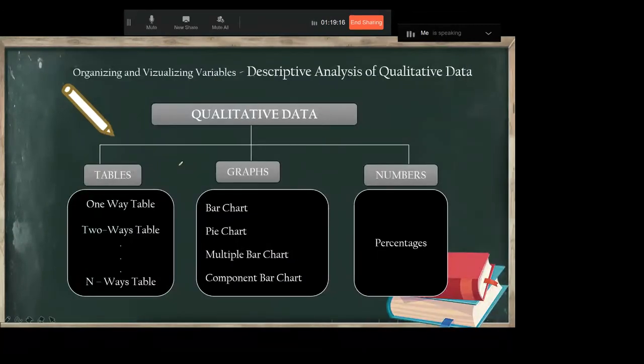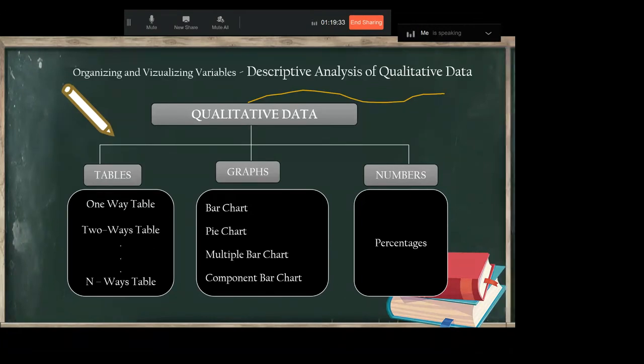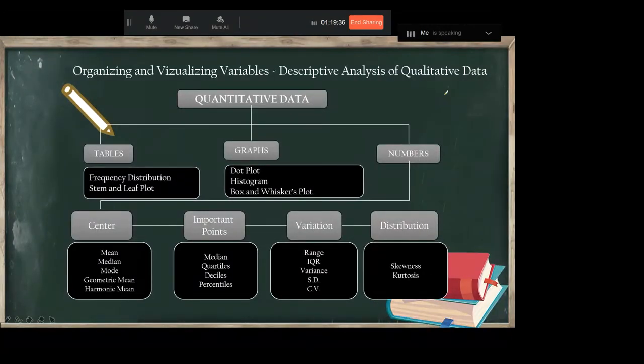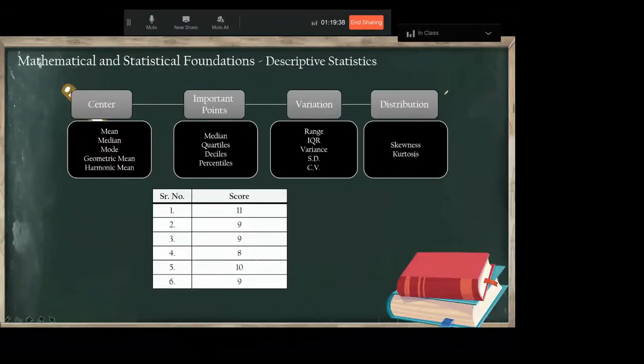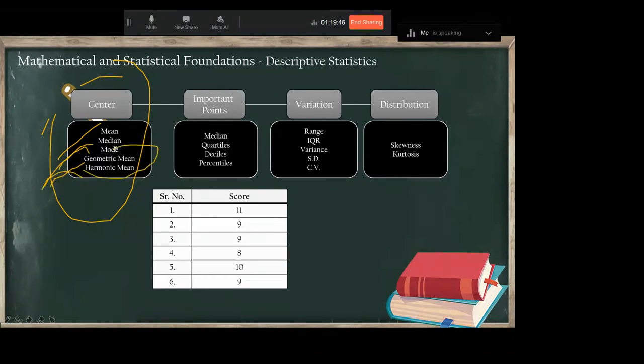So next class, meaning the day after tomorrow, we are going to talk about different descriptive analysis of qualitative data, and then we will end this chapter with a quiz. In the last 30 minutes of the next class there will be a quiz, and in the first 1 hour, I will talk about the different ways of descriptive distribution. Mainly, I'm going to talk about the central tendencies, the concept of mean, median, mode, geometric mean, harmonic mean. Harmonic mean is not well used, but mean and geometric mean are used.